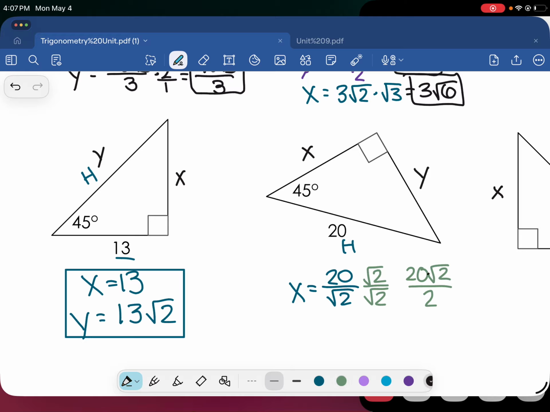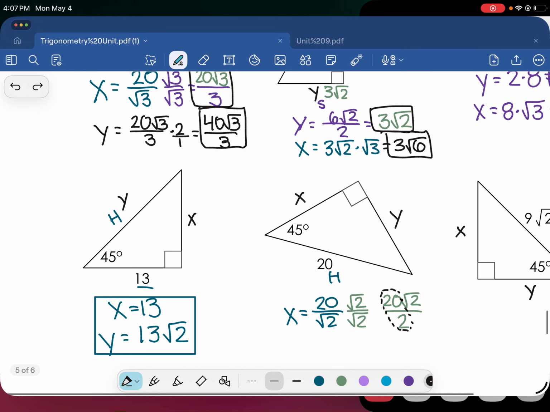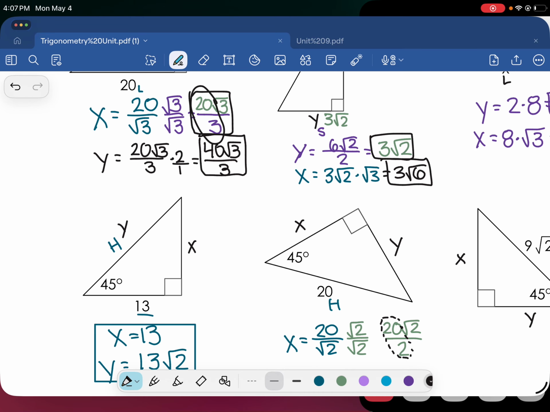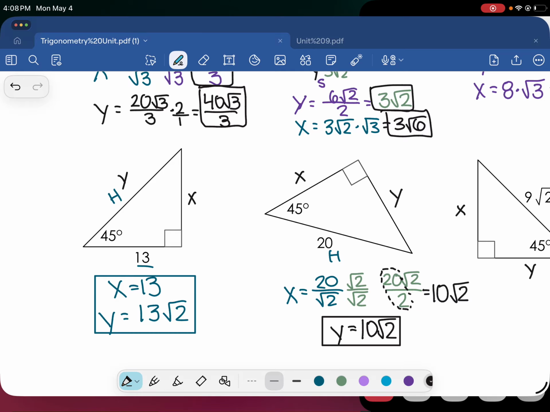Now, if you can divide these two numbers right here, do it. I could not do that on the last one I did, right here, because it was 40 divided by 3, so I just didn't. Or sorry, it was 20 divided by 3 to start with. So I just didn't, I left it. This one you can divide, so we're going to go ahead and call that 10 square roots of 2, which means y is also 10 square roots of 2, because the legs of a 45, 45, 90 are the same.